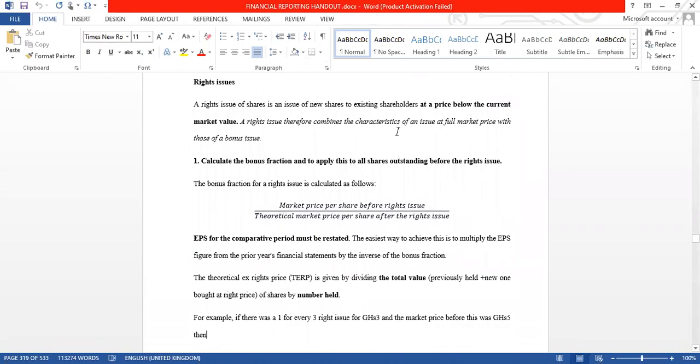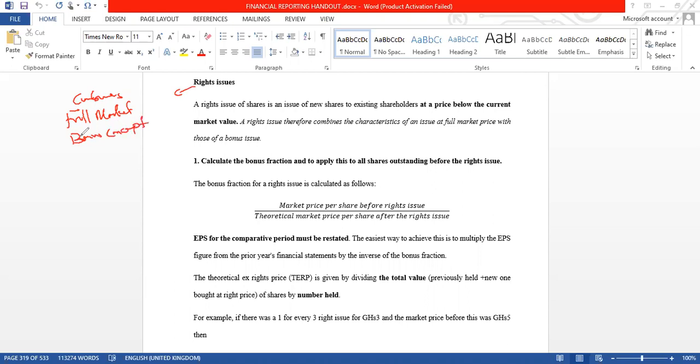All right, so key understanding. Let's look at rights issue. What are we told? When there is a rights issue, it actually combines the full market concept and the bonus issue.